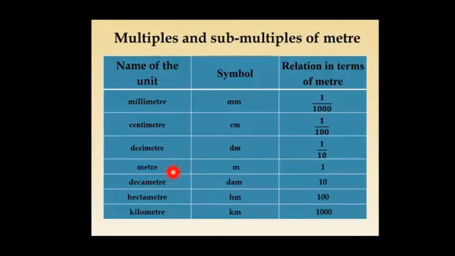Now if it is greater than the meter, like decameter, hectometer, kilometer, there we have to use its multiples. For example, if we want to convert from decameter to meter, then we have to use its multiples. Hectometer to meter, it will be 100, and kilometer to meter, 1 kilometer will be 1000 meter. In this way we can convert from one unit to another.